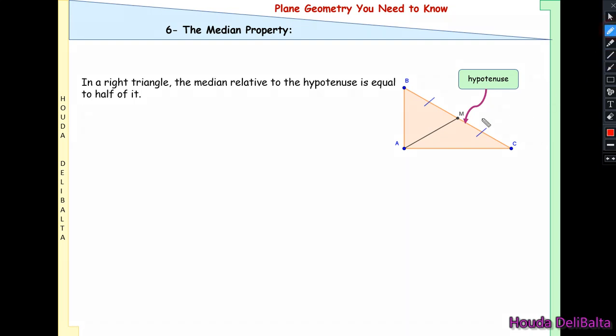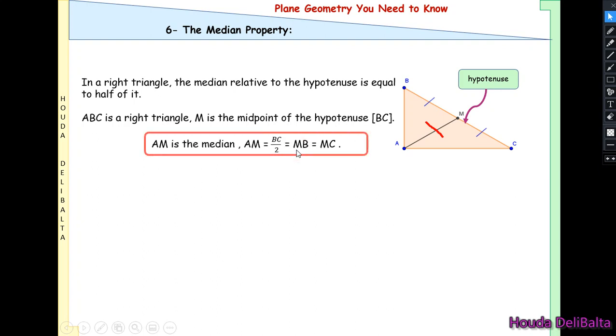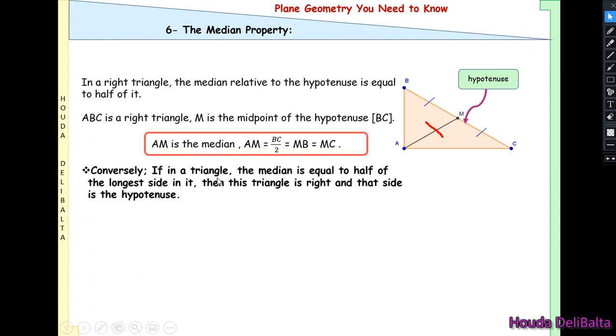So AM is equal to half of the hypotenuse, and since M is the midpoint, then BM and MC are halves of the hypotenuse, then AM is equal to BM is equal to MC. ABC is a right triangle, M is the midpoint as I mentioned here, then AM equals BC over 2 equals MB equals MC as I mentioned.